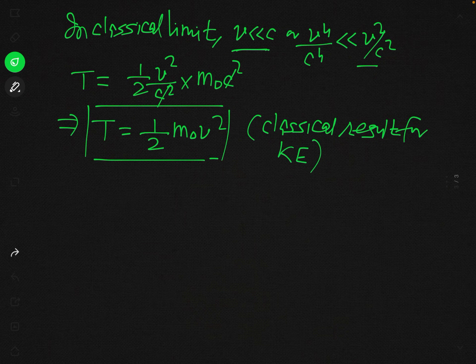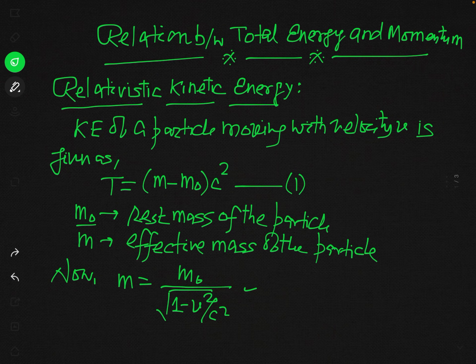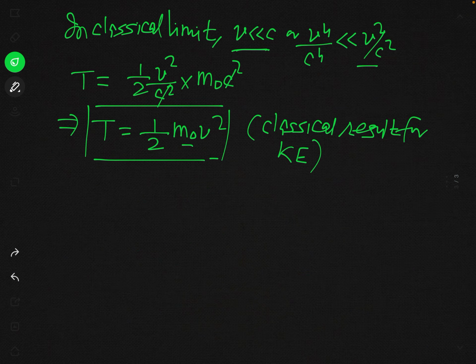We write there half mv square, because in that condition m naught is not different from m, so we write generally half mv square, but that m is simply equal to m naught. So you can see that the relativistic formula for kinetic energy is in fact (m minus m naught) c square, and this relativistic result for kinetic energy agrees with the classical formula when we impose this classical limit condition on this. So this is all about the relativistic kinetic energy.